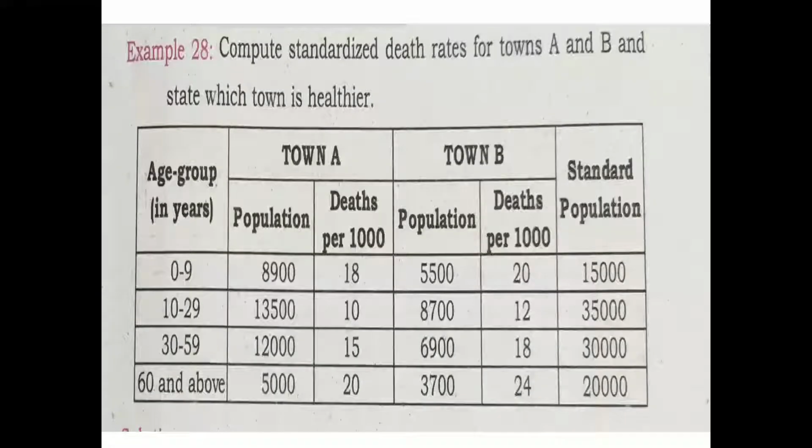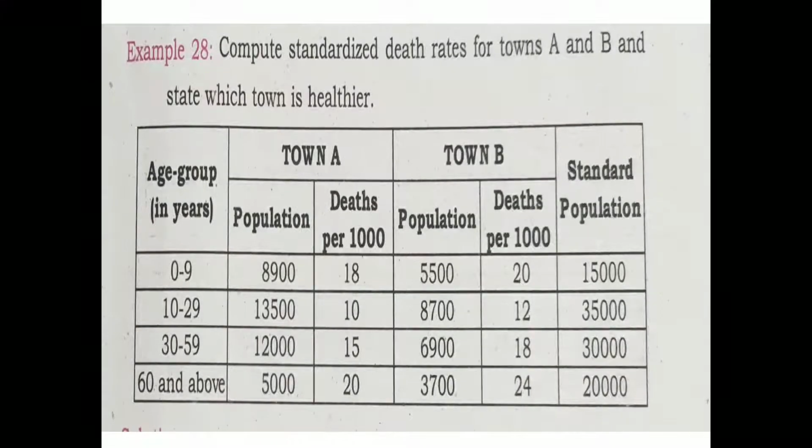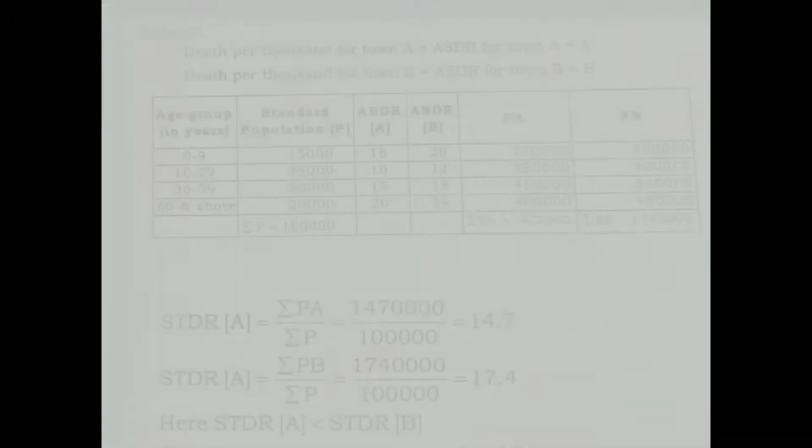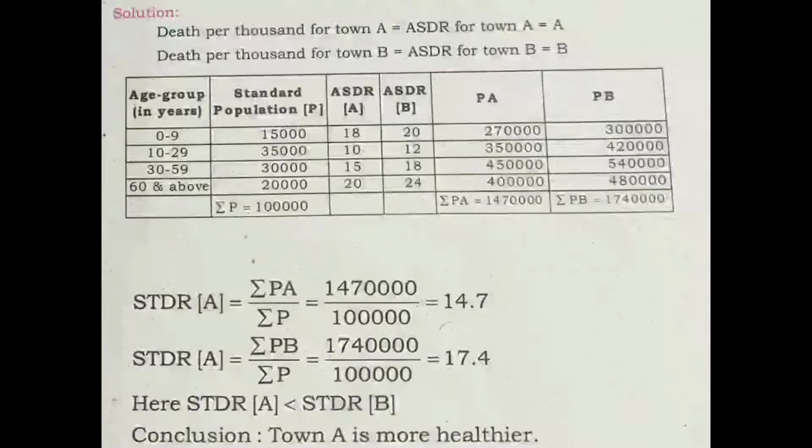What is the age specific death rate? It is nothing but the number of deaths taken with the number of population per thousand. So deaths per thousand is already mentioned here. Let us solve the solution now. Deaths per thousand for town A is equal to the age specific death rate of town A, so I'll take it as A. Deaths per thousand for town B is given. So it is nothing but the age specific death rate for town B, which is equal to B.